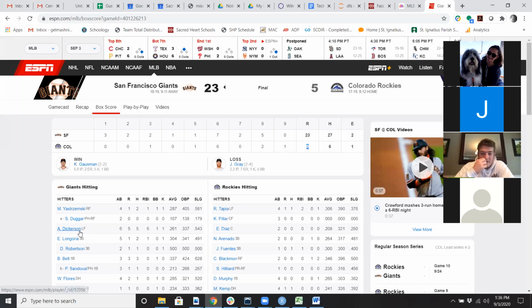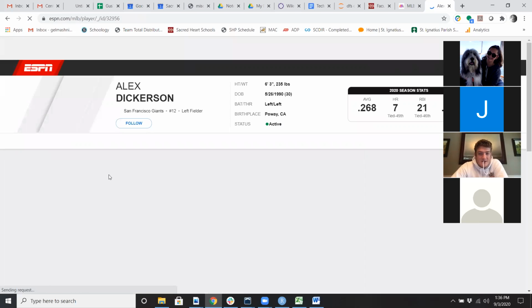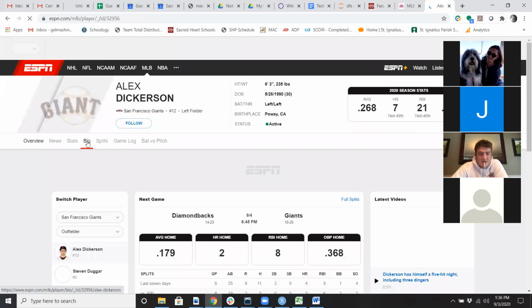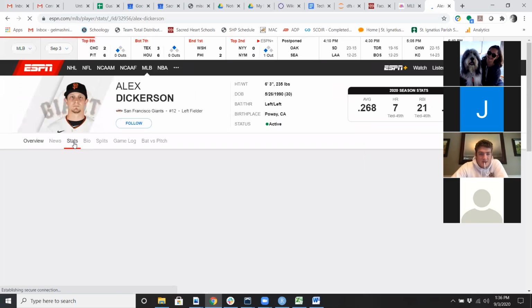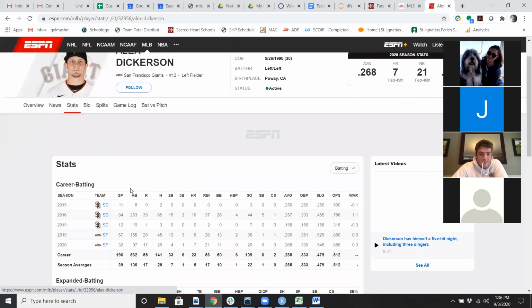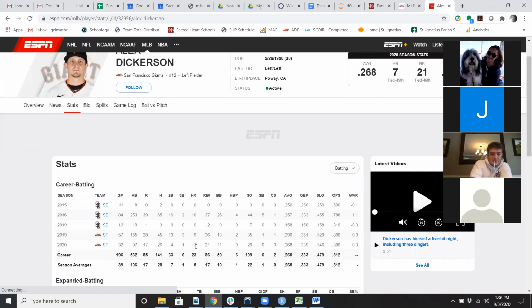Now, why did the Giants do so well? Well, there's one guy, not really the best player, but he's doing okay. His name is Alex Dickerson. He apparently had 3 home runs that day. And he had, I think, 2 doubles and lots of RBIs. And if you were to click on him and click on his stats, he's not typically the most feared hitter. He had half his home run total all in one game for the season so far.